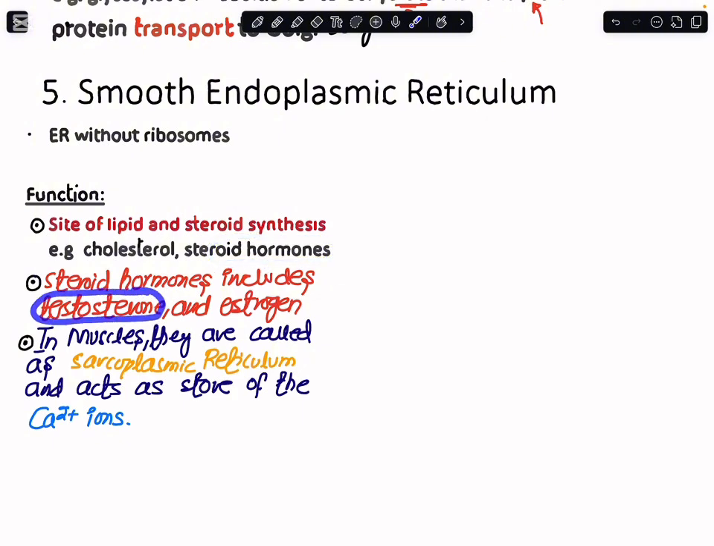One is a testosterone hormone, and the other is an estrogen hormone. And these hormones are formed within the smooth endoplasmic reticulum. Why are these hormones important? Because they determine or develop the male and the female secondary characteristics.